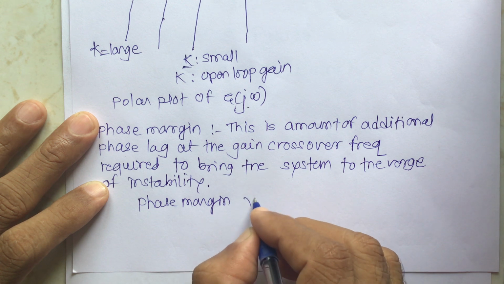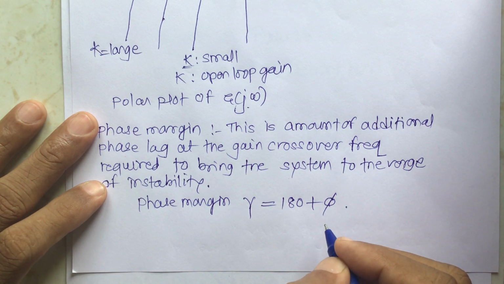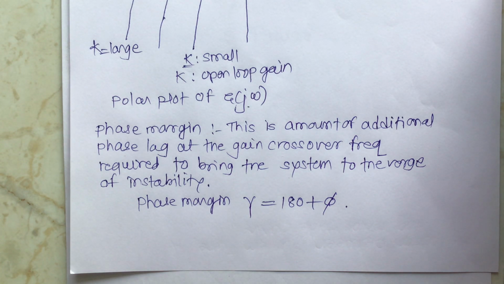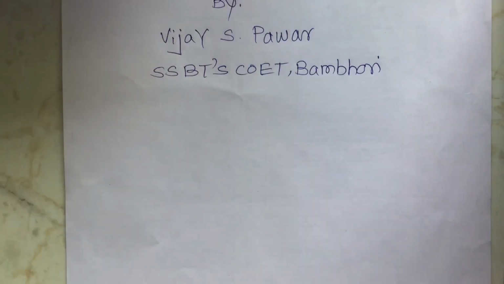we can say gamma is equal to 180 degree plus phi. So what is this? This phase angle phi is the phase angle of the open loop transfer function at the gain crossover frequency. So for the system to be stable, both the phase margin and gain margin should be positive. Okay, now let us draw the Bode diagram for the stable and unstable system.